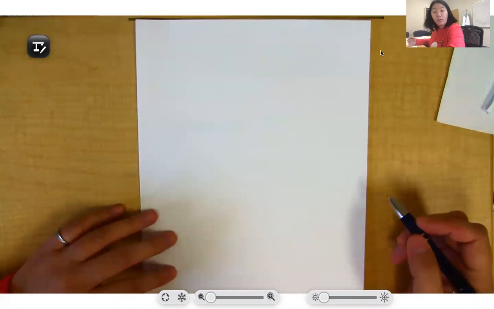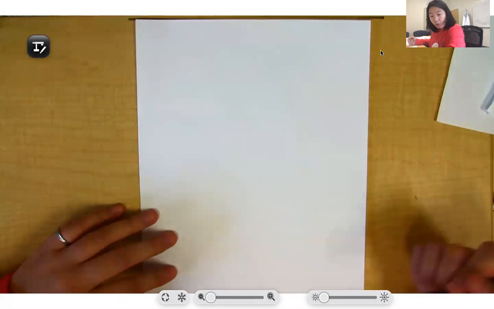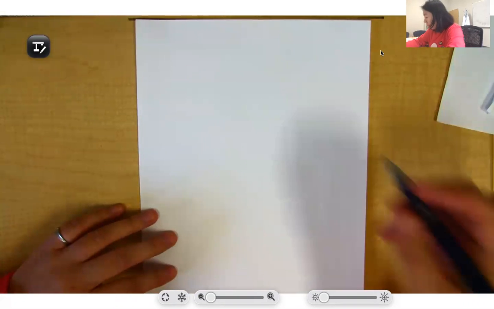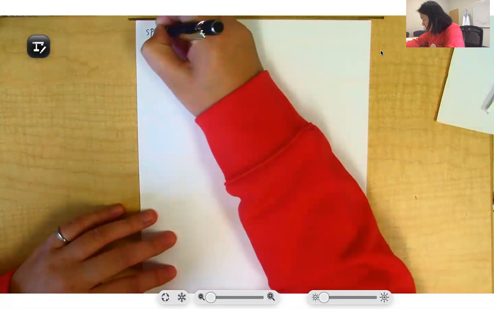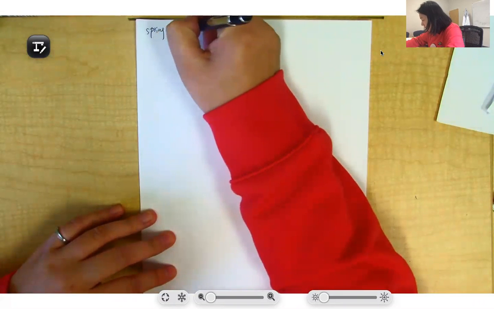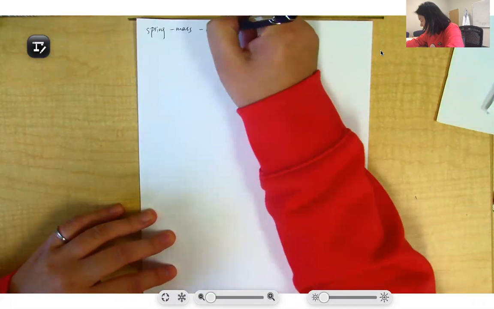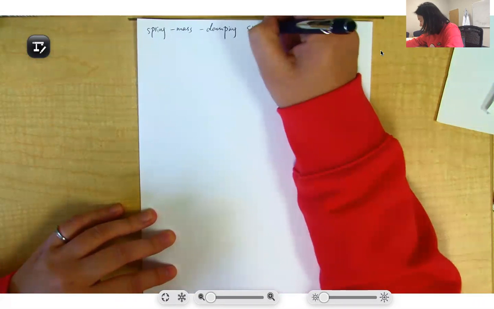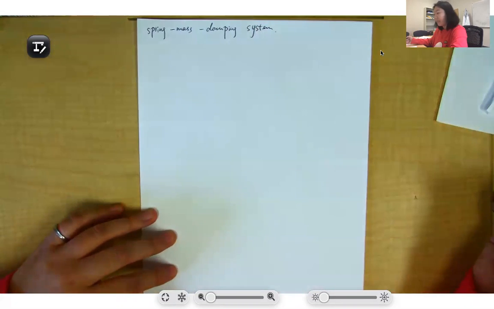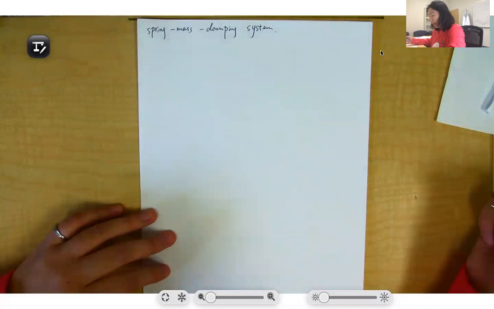Let's make another example for a second order ODE, and let's transform it to two first order ODEs and write it in matrix format. Okay, so we will use our second order ODE example, which is the spring mass damping system as our example.